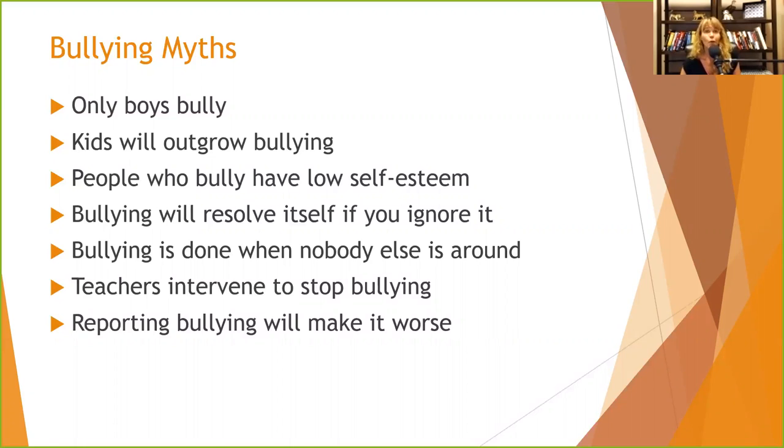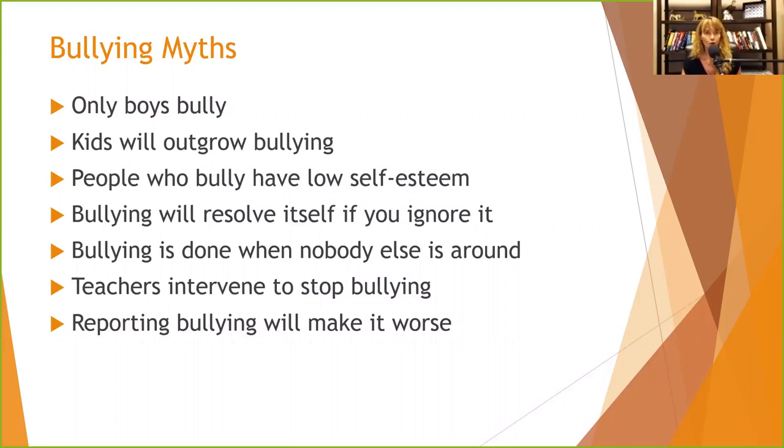Reporting bullying will make it worse. Much of the research indicates that this isn't true. The reason it's not true is if bullying is reported and there are consequences, then it's likely not worth it to the bully to retaliate or to continue that behavior with that person. Now, does it mean the bully will stop bullying? Maybe not. But if the bullying's reported and there are consequences, preferably both at home and at school, then it tends to stop, at least for that person.